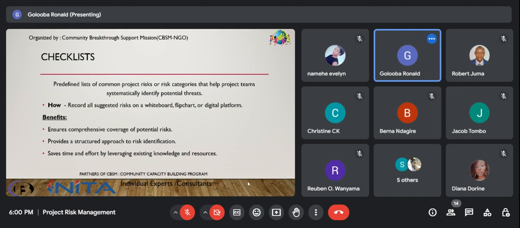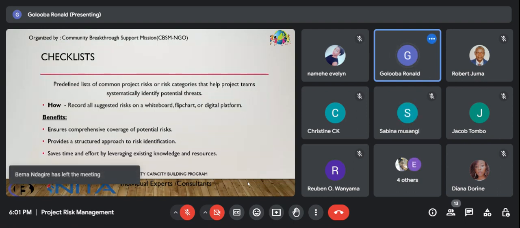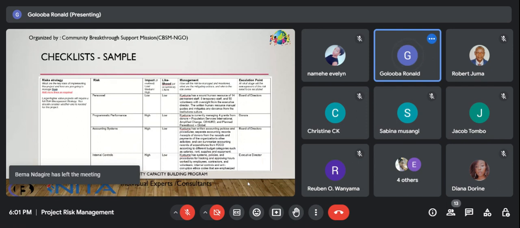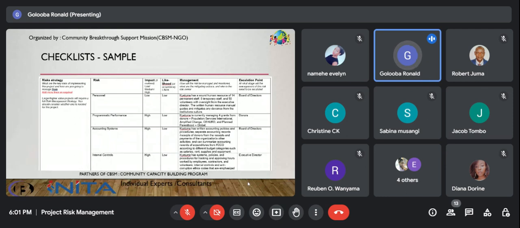So with these checklists, sometimes they also have matrices that go with them, and they categorize the risks to help the project teams systematically identify potential threats. They are often developed using industry standards, best practices, and lessons learned from prior projects.